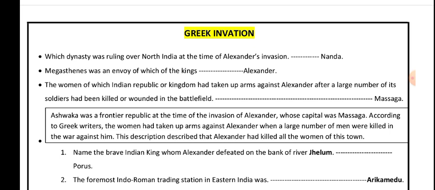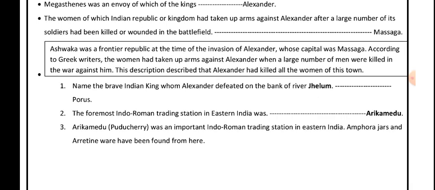The women of which Indian republic or kingdom had taken up arms against Alexander after a large number of its soldiers had been killed or wounded in the battlefield? Massaga. Assakenoi was a frontier republic at the time of the invasion of Alexander, whose capital was Massaga. According to Greek writers, the women had taken up arms against Alexander when a large number of men were killed in the war against him.